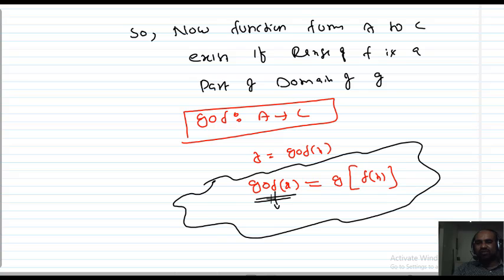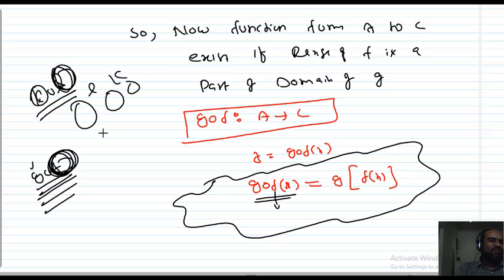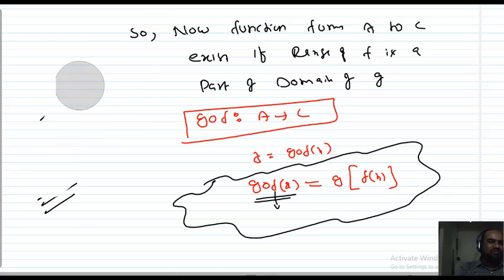Okay, so this new function is from A to C. When this new function exists, it means the range of f should be a part of the domain of g. For example, for the new function k circle L, when this is defined, the range of L should be a part of the domain of k, then only it exists. First L, next k. Just like here L, here k. Okay. So this is important, students.